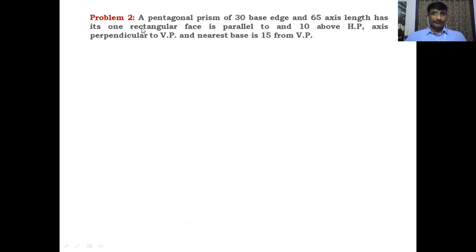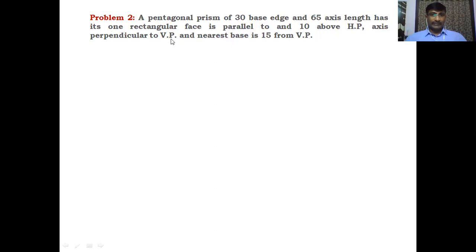Coming to problem 2: a pentagonal prism of 30 base edge and 65 axis length has one rectangular face parallel to and 10 mm above HP. The axis is perpendicular to VP. The nearest base is 15 mm from VP. So it is a simple position.